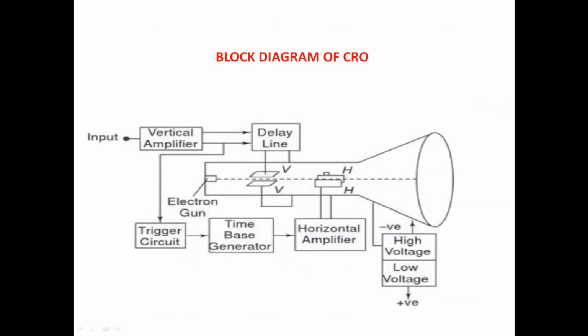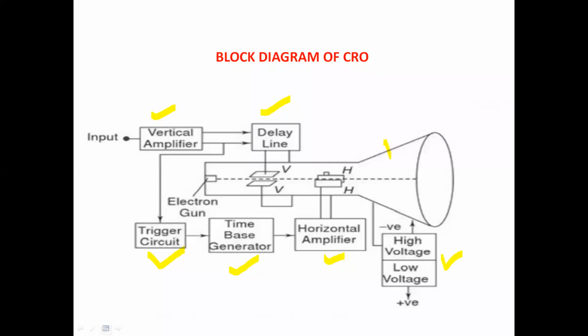The first and most important block, we can say the heart of the oscilloscope, is the CRT. Next are the vertical amplifier as well as the horizontal amplifier, trigger circuit, time-base generator, delay line, and power supply. So these are the different blocks of the CRO.